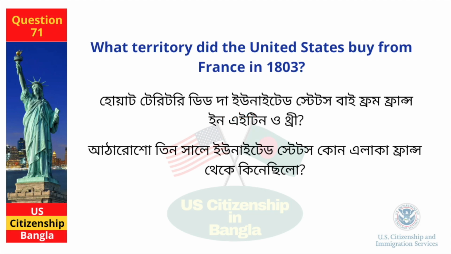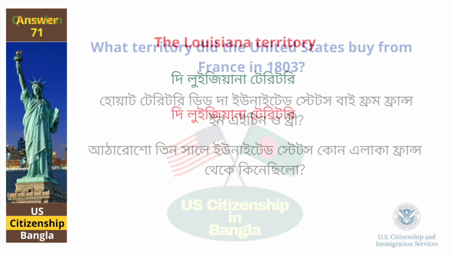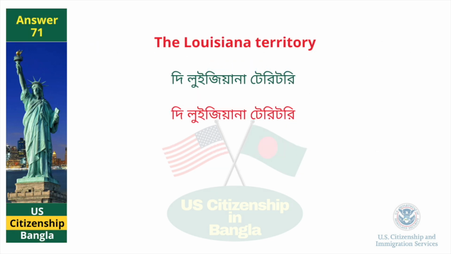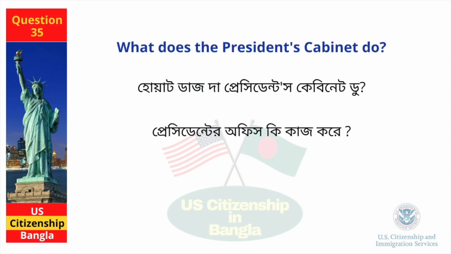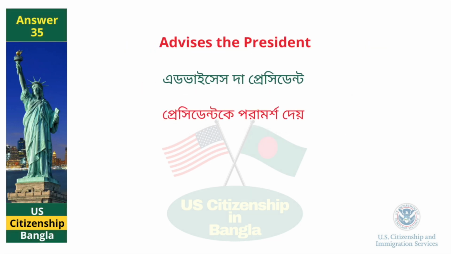What territory did the United States buy from France in 1803? The Louisiana Territory. What does the President's Cabinet do? Advises the President.